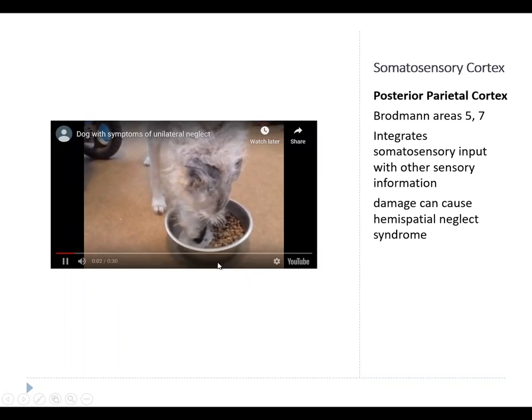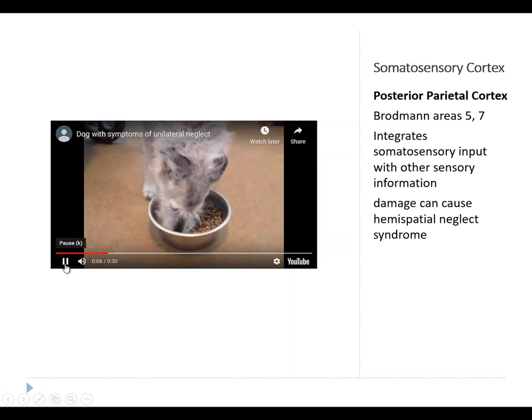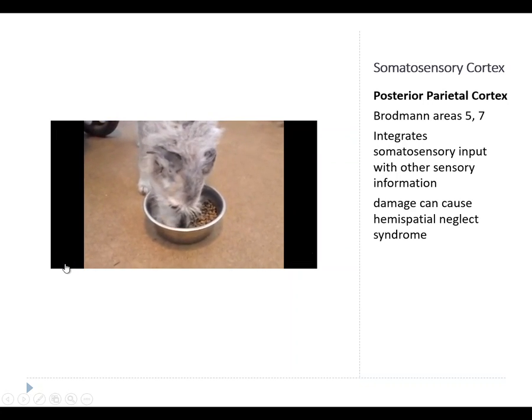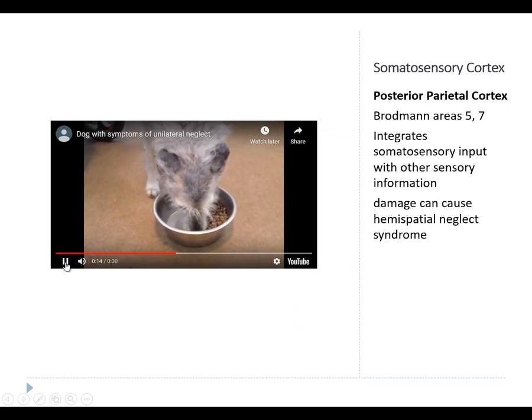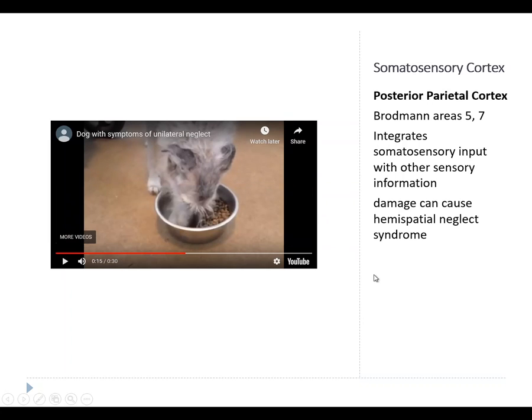So again, presumably if it was just a matter of difficulty seeing, then when the dog looked at the bowl the right way, it would see that there's food over there and try to eat it. But it's not a simple matter of sensory awareness. So that's just a strong example of how the brain processes sensory information.